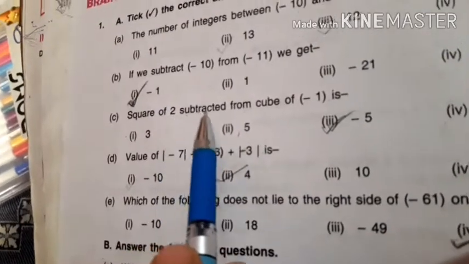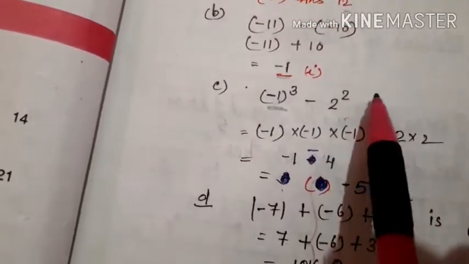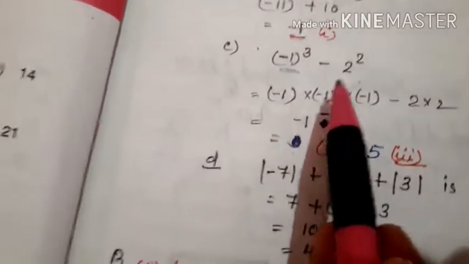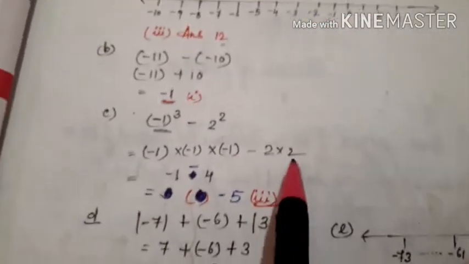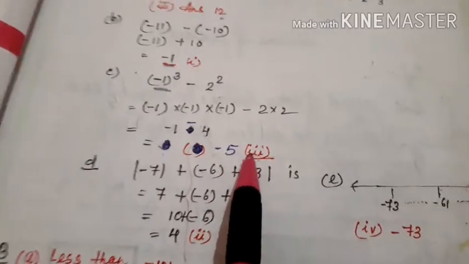Then C. Square of 2 subtracted from cube of minus 1. Square of 2 subtracted from cube of minus 1, which is equal to minus 1 to the power 3 minus 2 to the power 2. Then minus 1 into minus 1 into minus 1, you will get minus 1, minus 2 into 2 is 4, which is equal to minus 5. That is the answer.